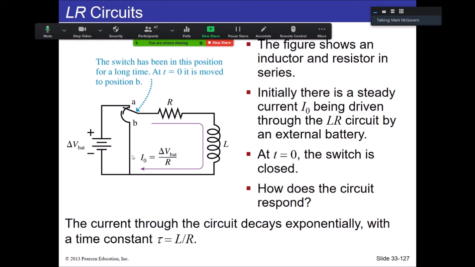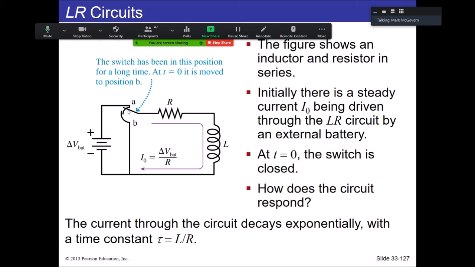So what happens initially is we connect the battery to our resistor and inductor, and we let it run for a very long time. When it runs for a very long time, there's no more increase in the current, and therefore this inductor element is just a piece of wire. So this is just a battery and a resistor hooked up.